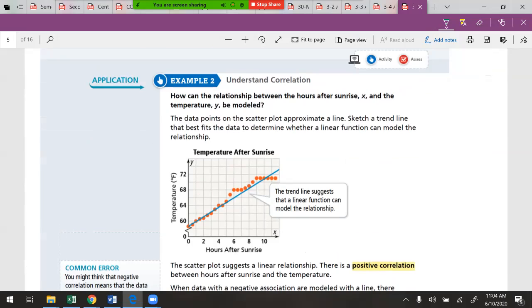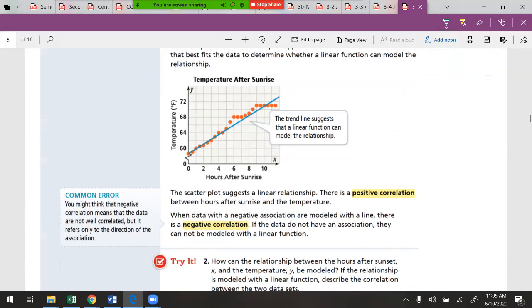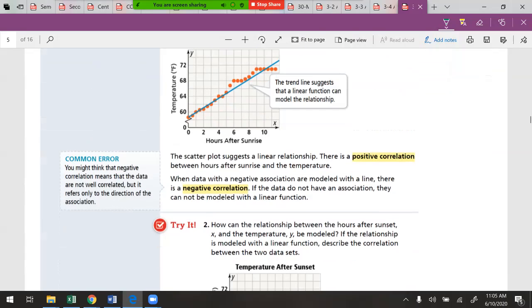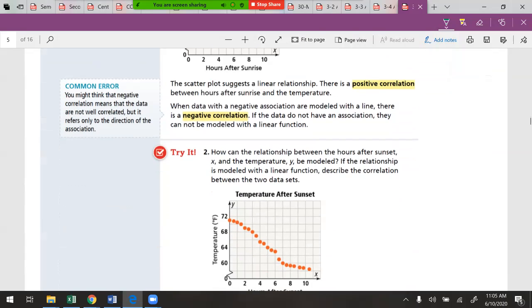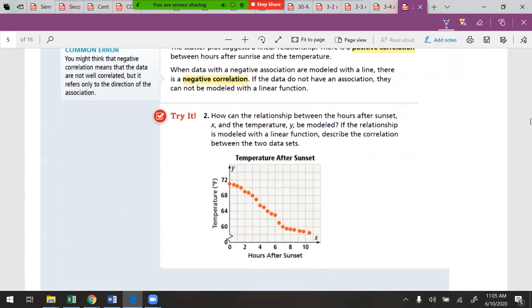This is a positive correlation because your points are going up. Notice this, after so many hours, the sun is up, the temperature obviously goes up as we've been experiencing these last couple days, right? Obviously, if they're going down, the points are in a negative correlation, okay? So notice this. These points are going downward. Hours after sunset, as the sun goes down, the temperature goes down. So there's a correlation between this, right?